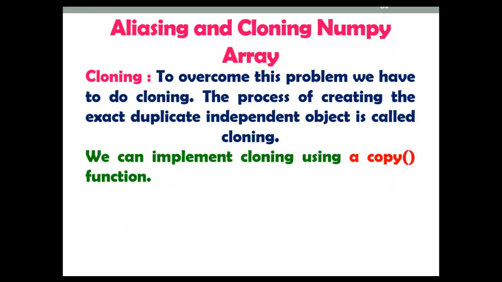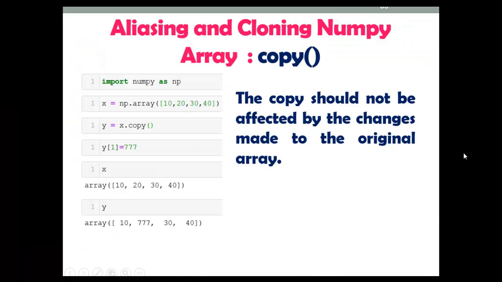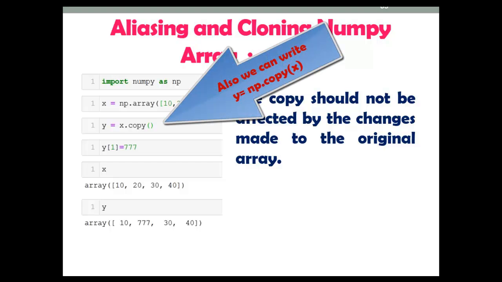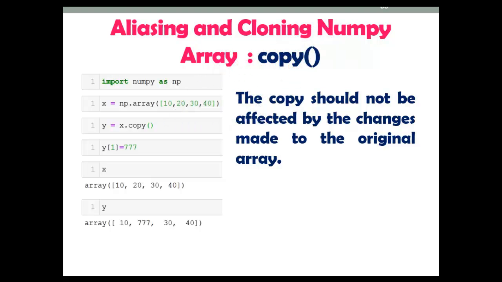Now, solution: cloning. To overcome this problem, we have to do cloning. The process of creating an exact duplicate independent object is called cloning. We can implement cloning using the copy function. The copy should not be affected by the changes made to the original array. You can see on the left side, I have created a copy of x using x.copy. Then I have changed the second element of y to 777. Now you can see the changes to y are not reflected in x.